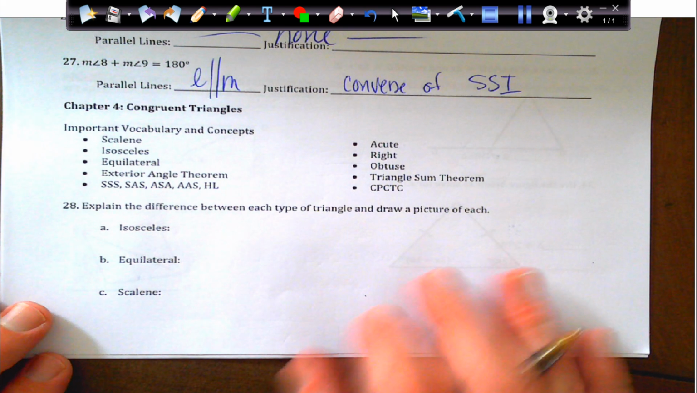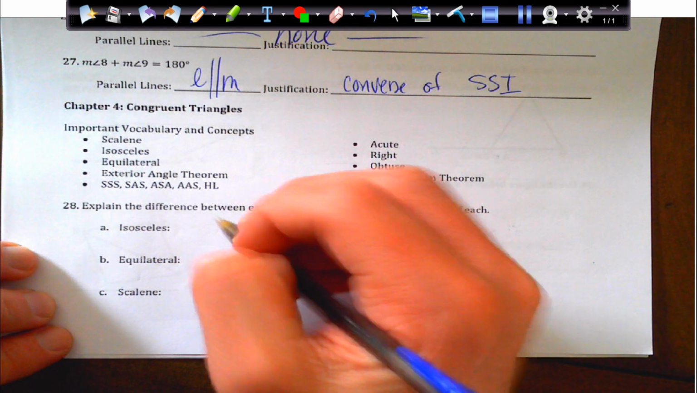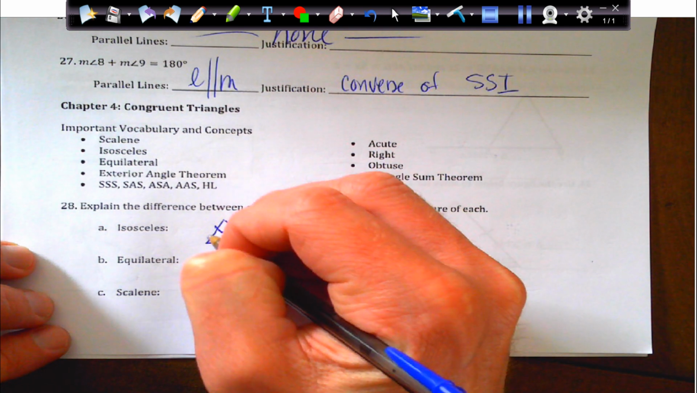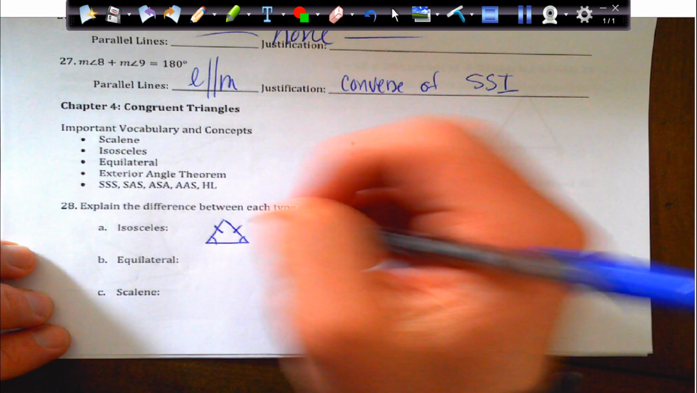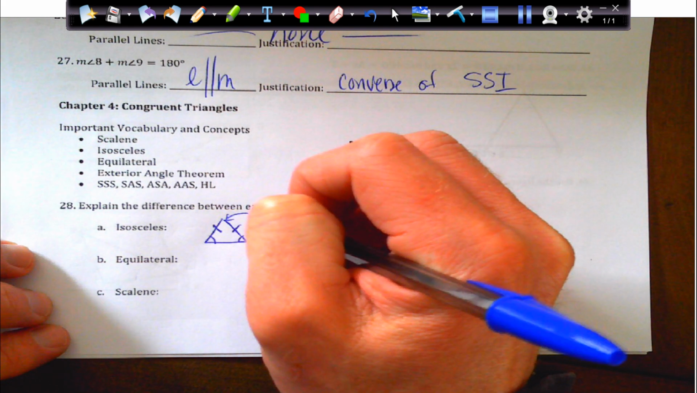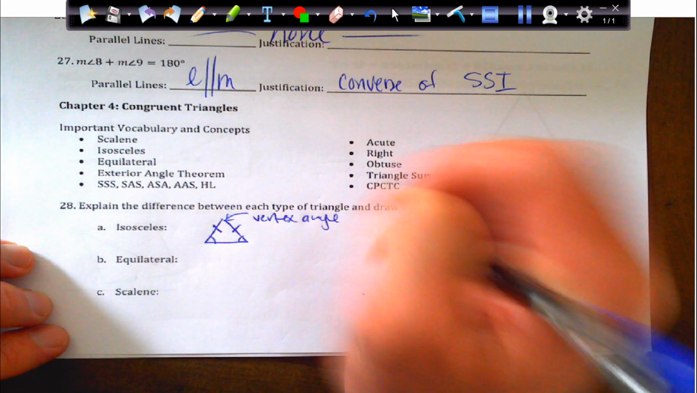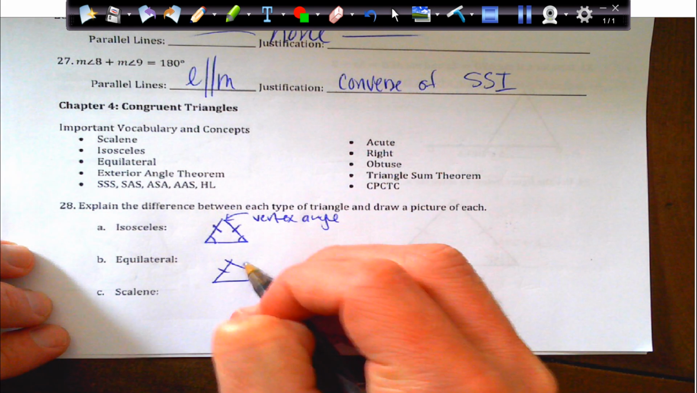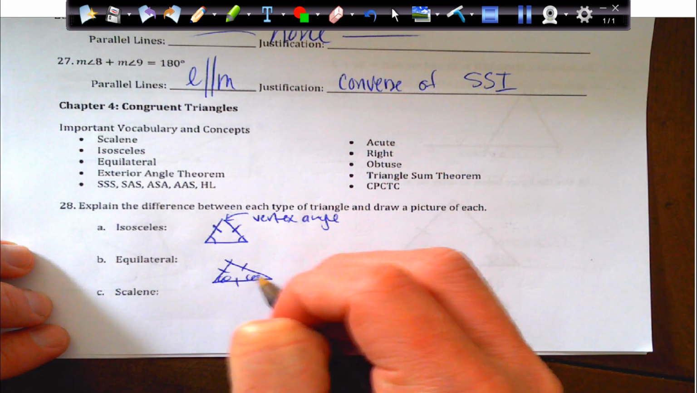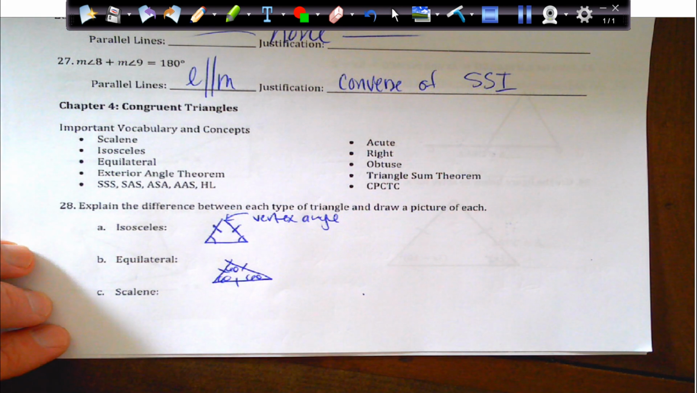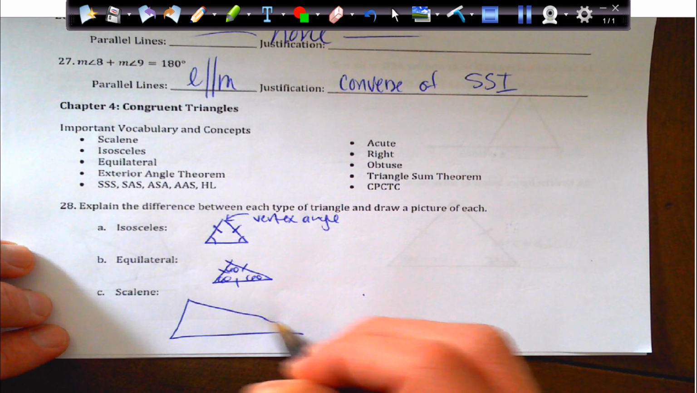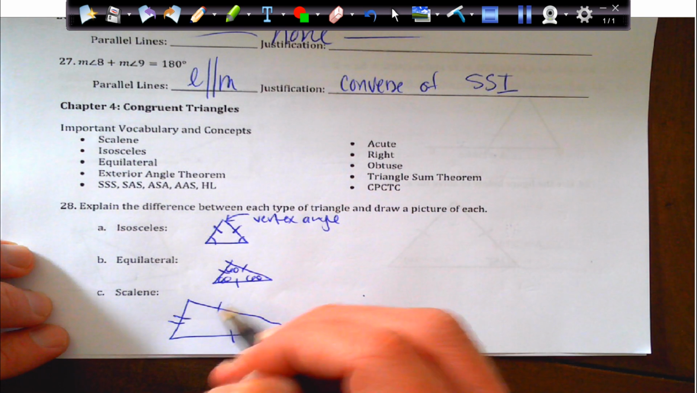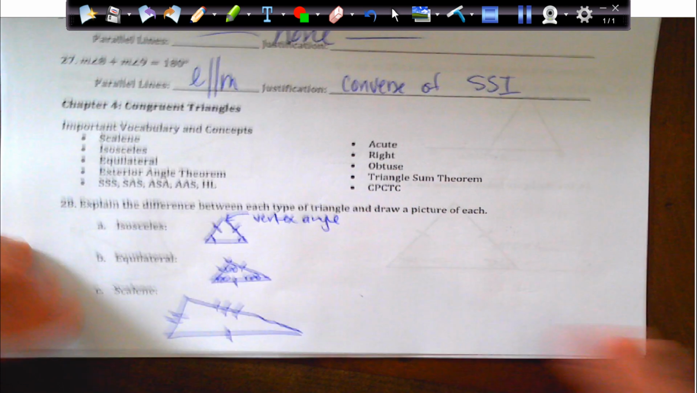Chapter 3, explain differences. All right, cool. Quick: isosceles has two congruent sides, two congruent base angles, and what's called a vertex angle. Equilateral: all sides are congruent and all angles are 60 degrees. And scalene, usually marked like this, meaning all sides are different.